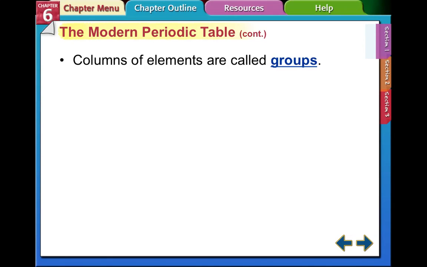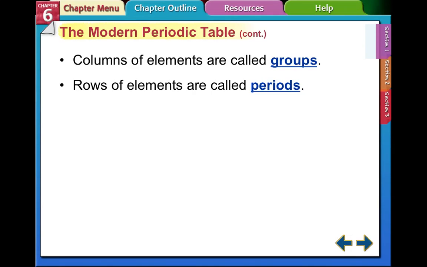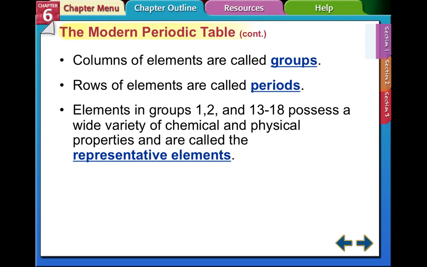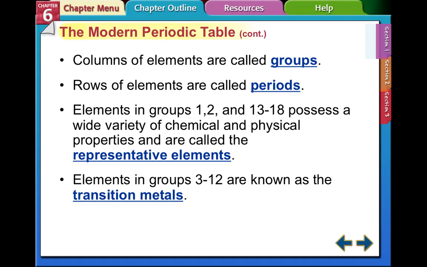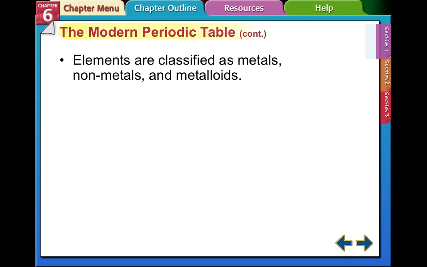Okay, columns of elements are called groups. The rows are called periods. Okay, elements in groups 1 and 2, jump over to 13 through 18, possess a wide variety of chemical and physical properties. They are called representative elements. Now remember those ones in the middle, those ones that have their own rules some of the time, in groups 3 through 12 are called transition elements.